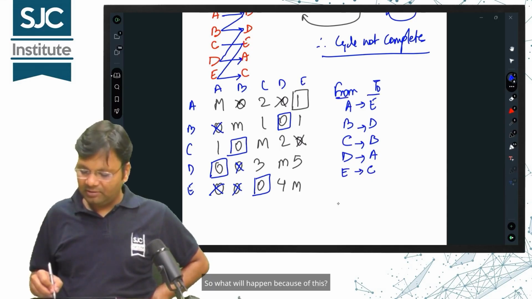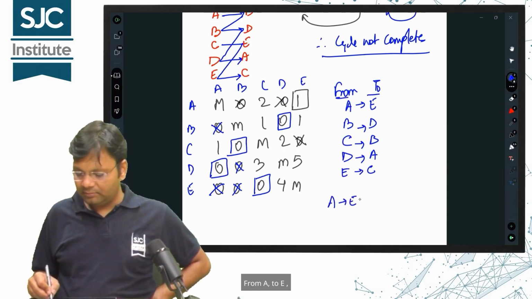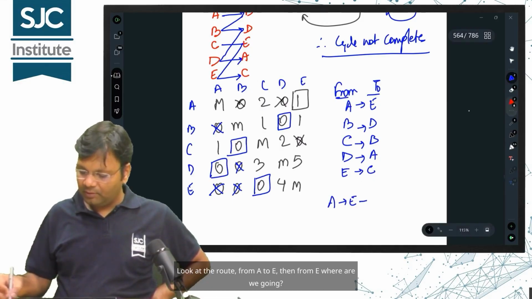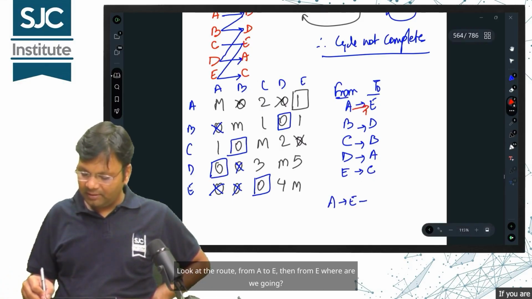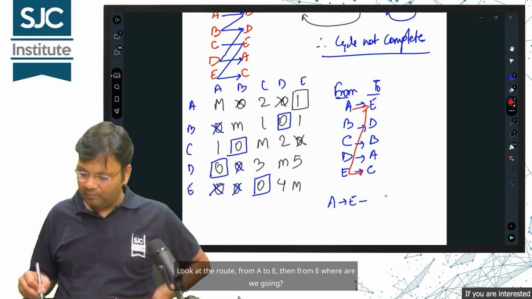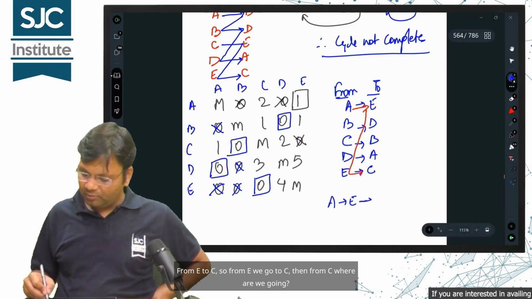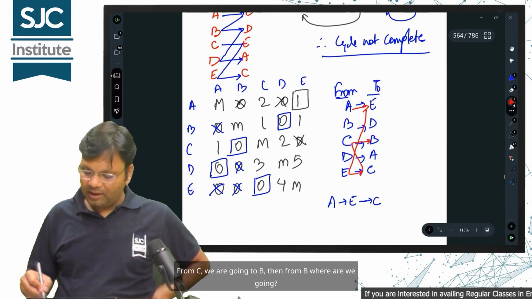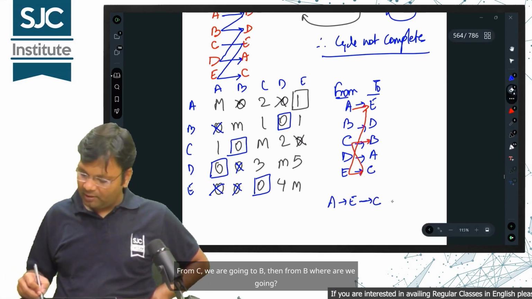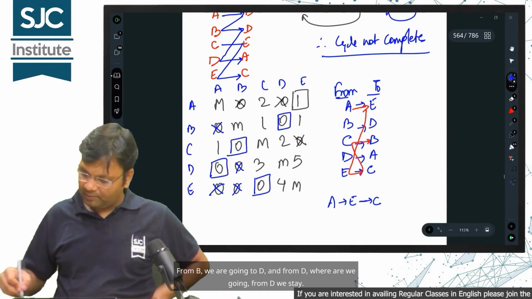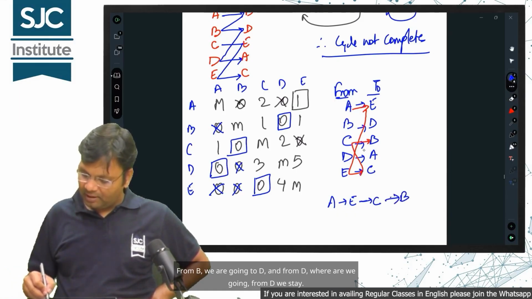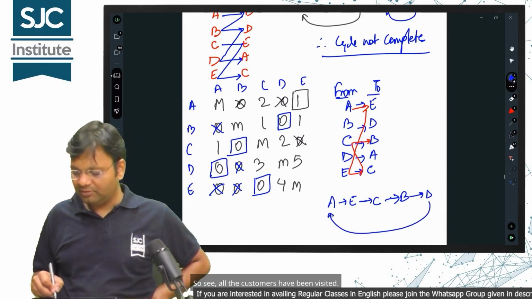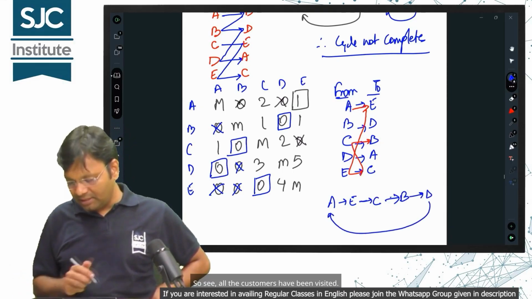So what will happen because of this? From A to E. Where are we going from there? Look at the route. From A to E, then from E where are we going? From E to C, so from E we go to C, then from C where are we going? From C we are going to B, then from B where are we going? From B we are going to D, and from D where are we going? From D we stay. So see, all the customers have been visited.